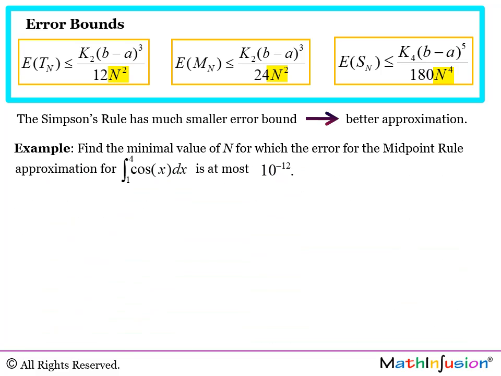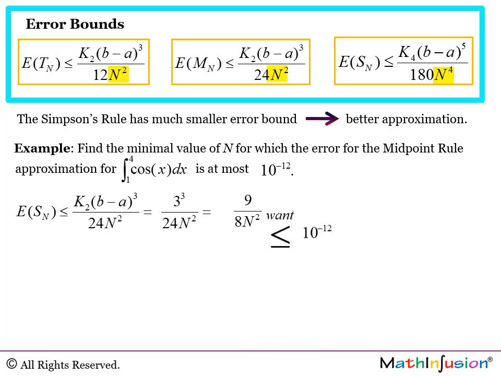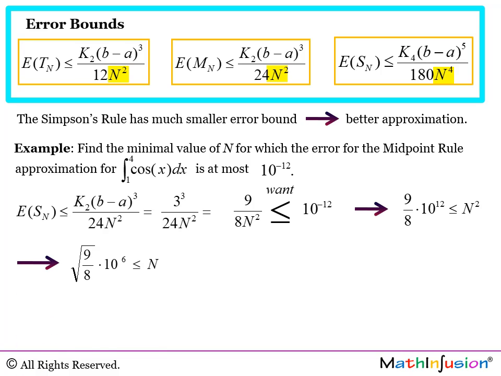Example, find the minimal value of n for which the error for the midpoint rule approximation of the integral from before is at most 10 to the minus 12. Here is the setup. I would like to recall that k sub 2 is 1. And now we would like all that to be less than 10 to the minus 12 as before. And we are going to solve that exactly as before. Multiply both sides by 10 to the 12th and n to the power of 2. And we get that n has to be at least radical 9 over 8 times 10 to the 6.